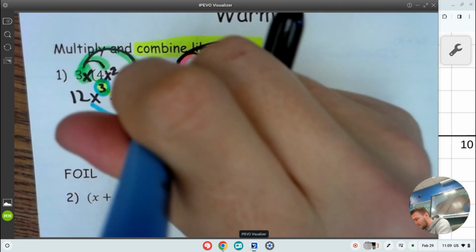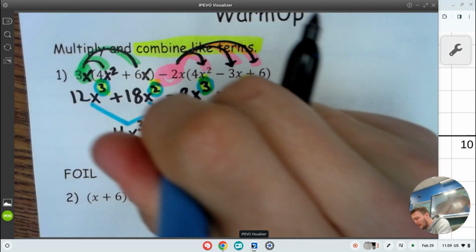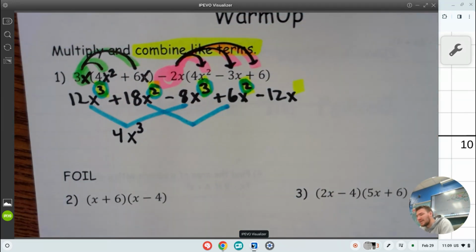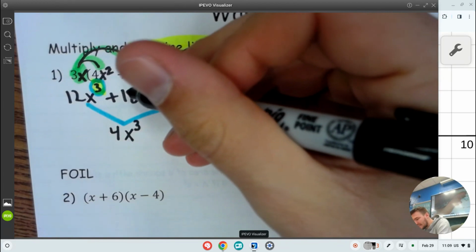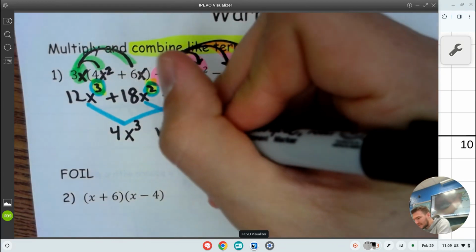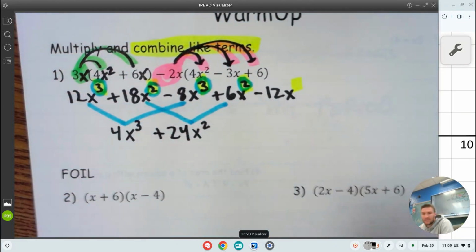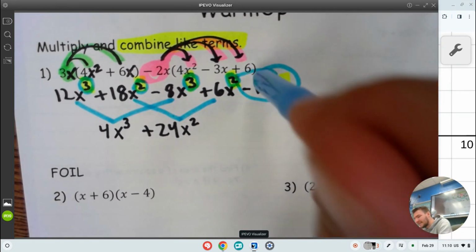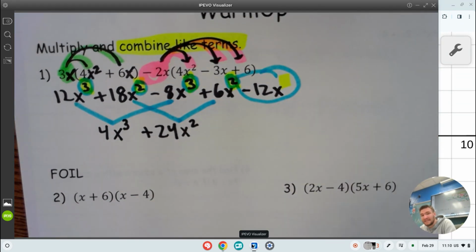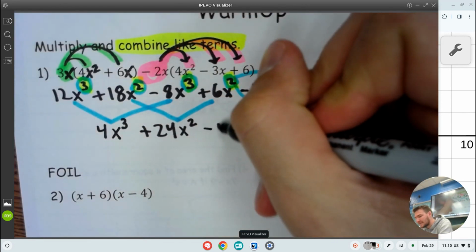So we're going to do the same thing. I see that we have 2 and 2. Add these together. Don't change the letters. 18 plus 6, 24. And I notice that this last guy here doesn't have any buddies. It is the only one. You just bring it down.